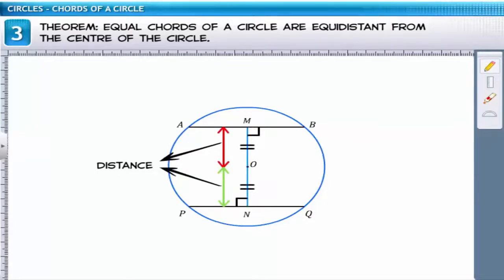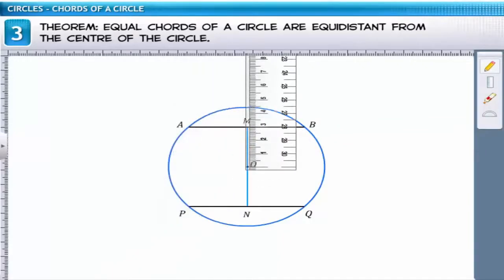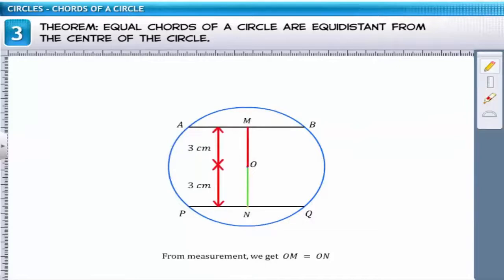A simple and quick way to do this is to measure OM and ON using a ruler. First, let us measure OM. Now, let us measure ON. We can see that OM equals ON. This proves that equal chords of a circle are equidistant from the center of the circle.